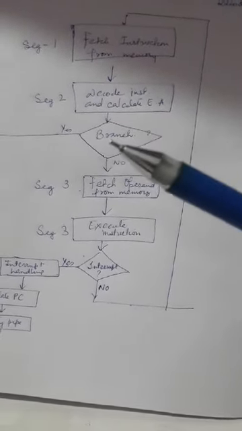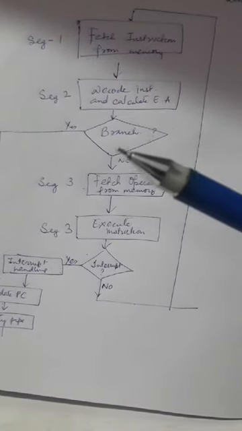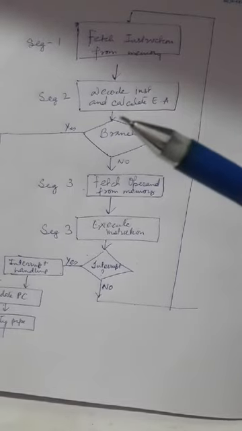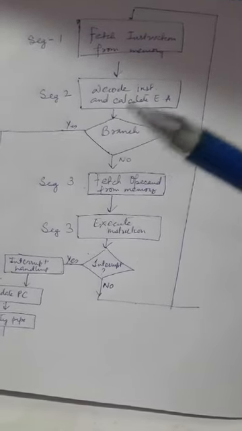Then we have to do a check. Check means here we have to see after decoding, after simplifying the instruction, have you encountered any branch here? To understand it more properly, look at the second program.